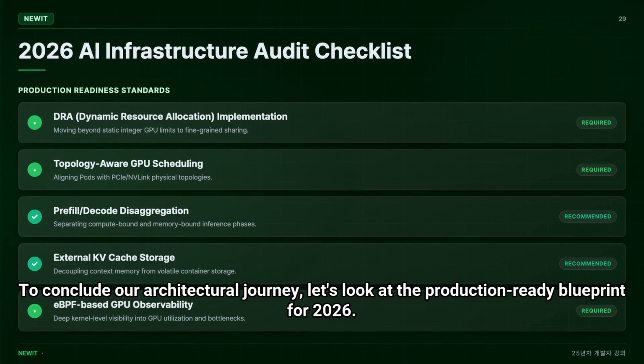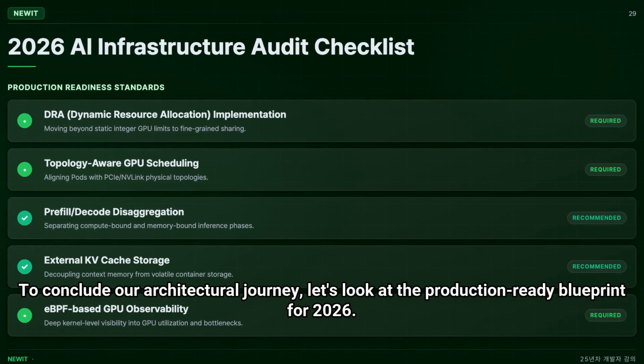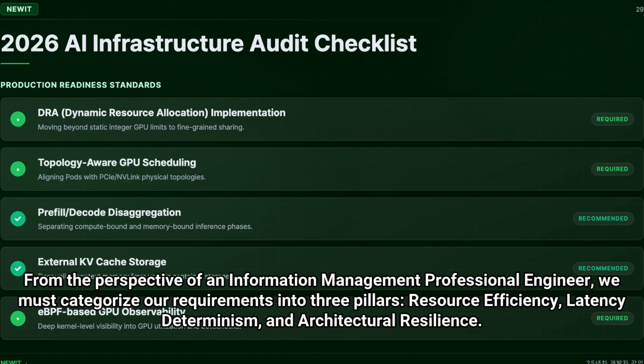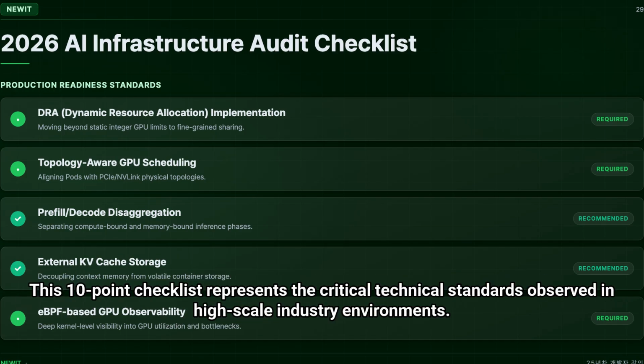To conclude our architectural journey, let's look at the production-ready blueprint for 2026. Building an AI infrastructure on Kubernetes requires a fundamental shift from general-purpose orchestration to specialized AI-native management. From the perspective of an information management professional engineer, we must categorize our requirements into three pillars: resource efficiency, latency determinism, and architectural resilience. This 10-point checklist represents the critical technical standards observed in high-scale industry environments.